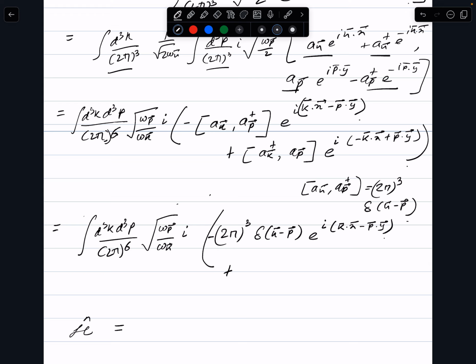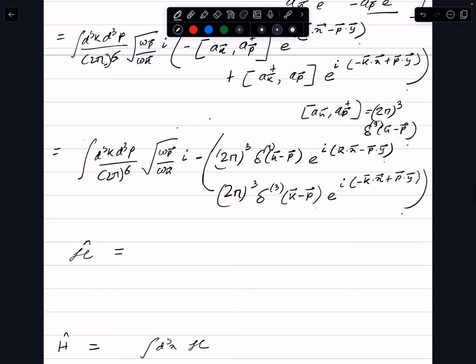Okay, try to stay with AK dagger AP here. What is this? This is minus again. So just take the minus outside, 2 pi cube, and I have again, and these are all three-dimensional delta functions. Let me just write a 3 here. And again, this is same thing, k minus p, and this has e to the power I minus k dot x plus p dot y.